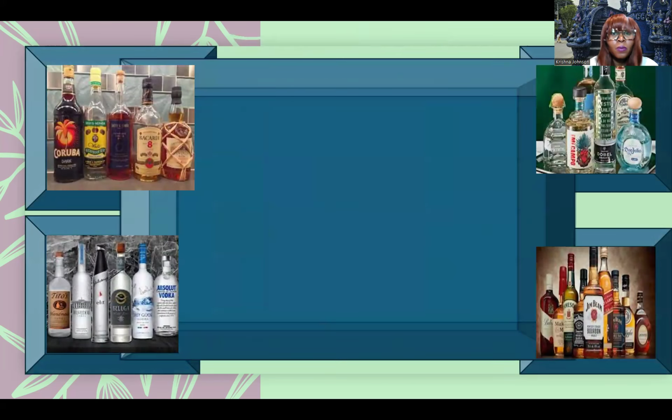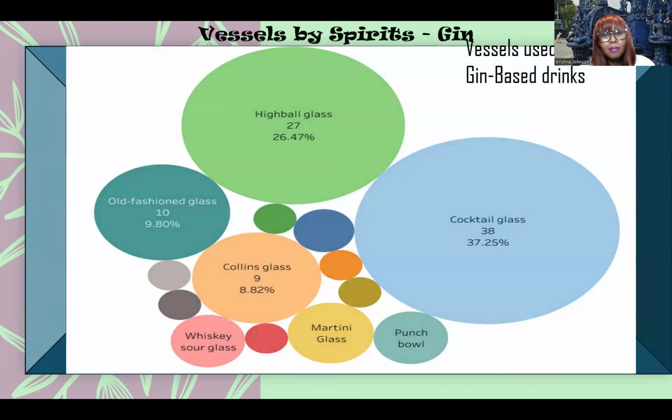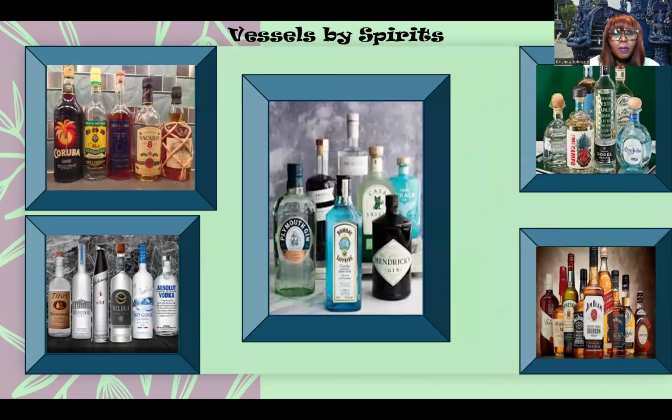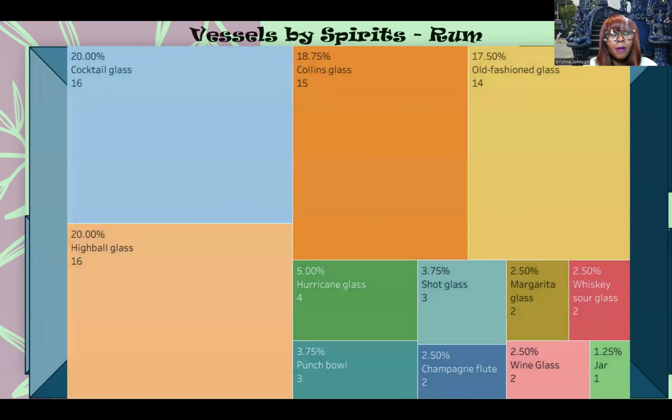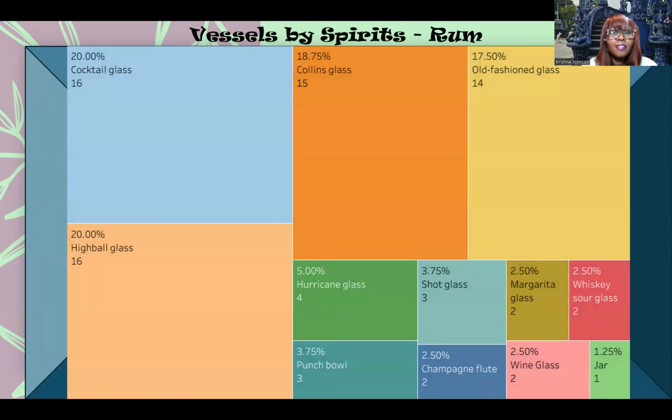So for gin, with 102 recipes, no surprise that it would be cocktail and highball, being that gin takes up such a large portion of our total recipe count. We're assuming that cocktail and highball would be in high numbers as well. So they're almost 38 and 27% of all of the gin-based drinks. Also included in our high counts would be old fashioned and Collins. If we move to our rum category, rum, just like gin, their top 3 are cocktail, highball, and Collins.